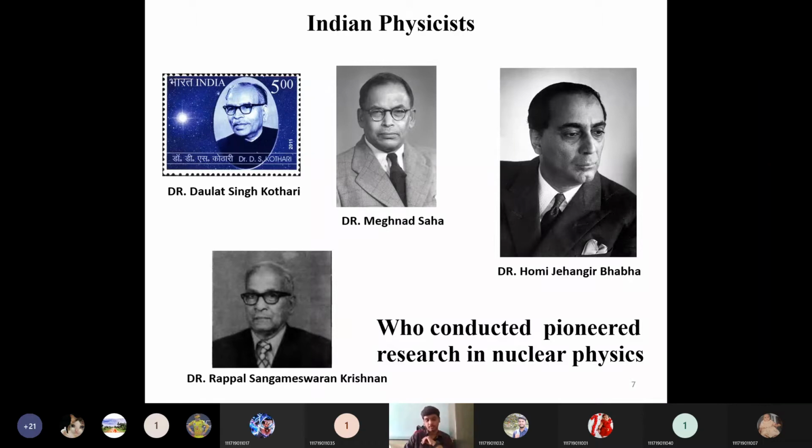Rappal Sangameshwaran Krishnan. Okay, he is one of the scientists who has conducted the research. He is very closely acquainted with Sir C.V. Raman. Okay, so this was some of the details about the laureates. We should be proud of them, the proud doctorates who conducted the first research in India regarding this nuclear physics. So all these persons are very eminent persons. You should remember always whenever we are learning.